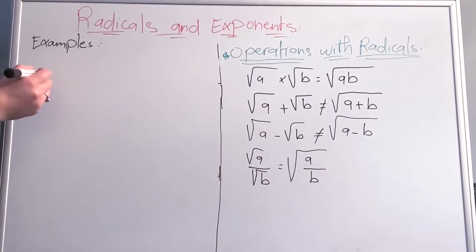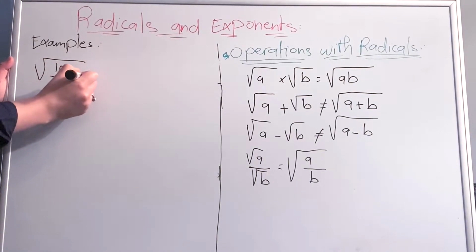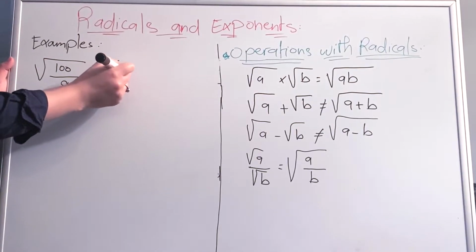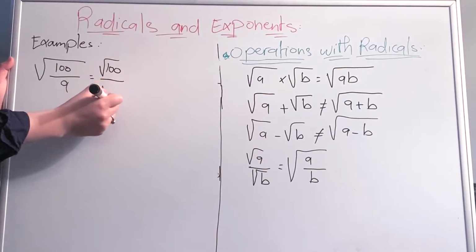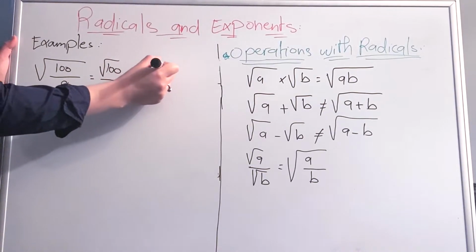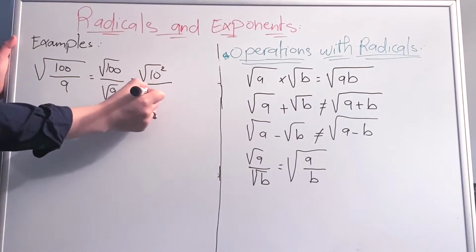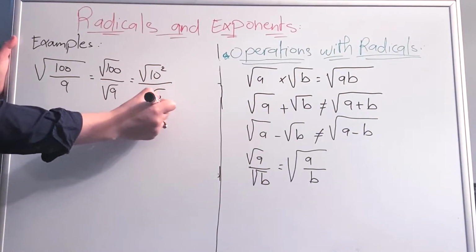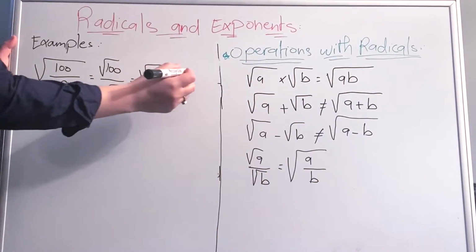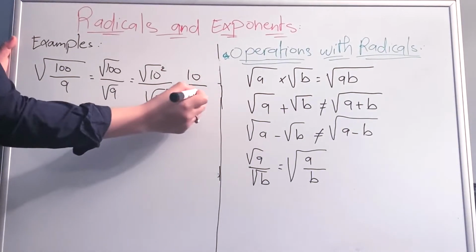Another example, square root of 100 divided by 9 equals the square root of 100 divided by the square root of 9, equals the square root of 10 square divided by the square root of 3 square. So now we're going to take the radical off, so it's equal to 10 over 3.